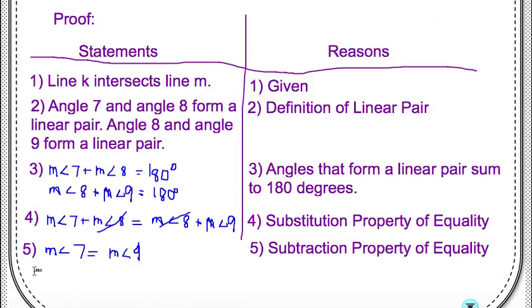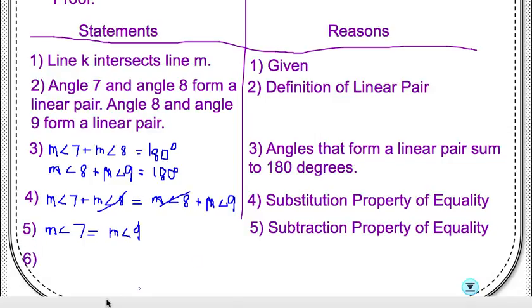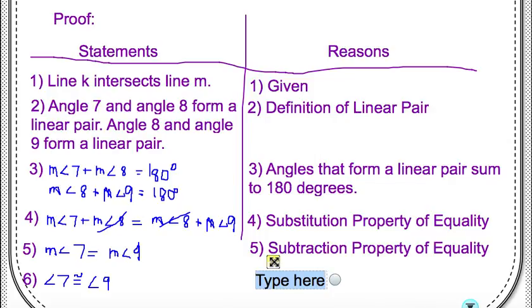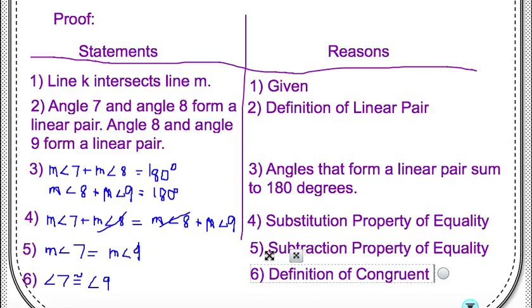And the last step, if 7 and 9 have equal measures, the angles themselves are congruent. Angle 7 is congruent to angle 9. And the reason for that, this is the definition of congruent angles.